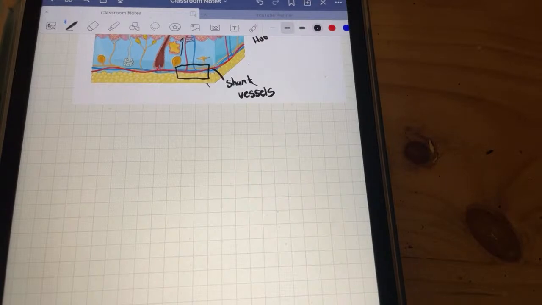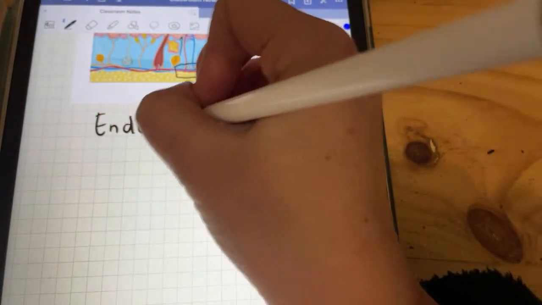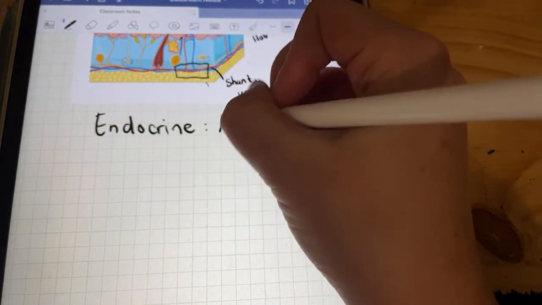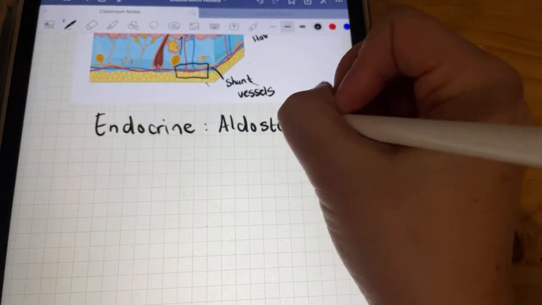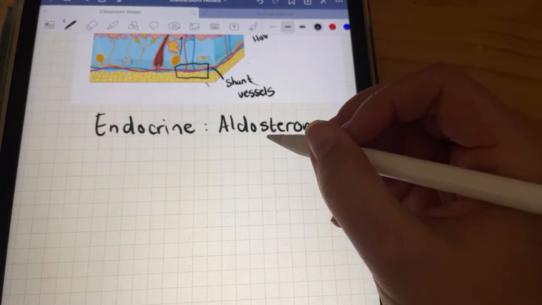Let's do another endocrine system because I know that was requested. And again, I know it's something that we're not good at. Endocrine and homeostasis overlap, right? So I can do both of them at the same time. Let's do aldosterone. Okay, so this is the endocrine system, and let's do aldosterone very quickly.